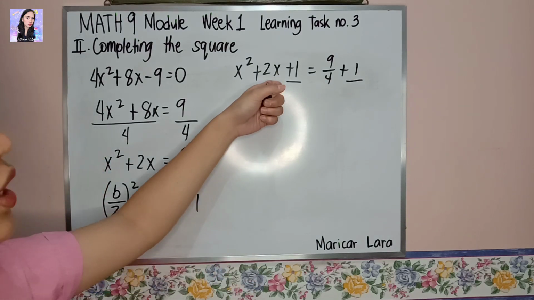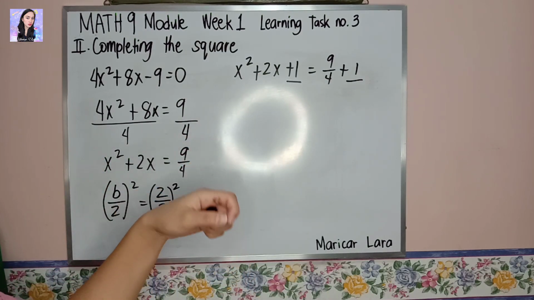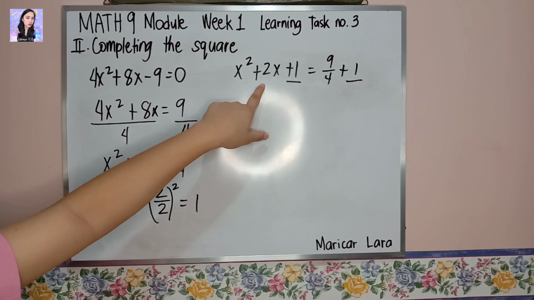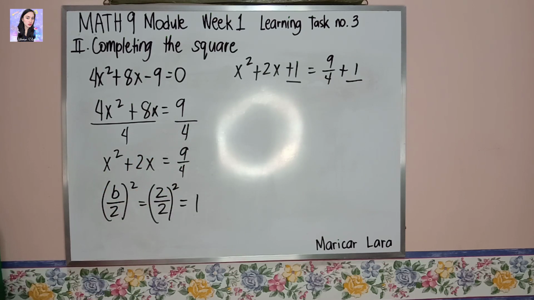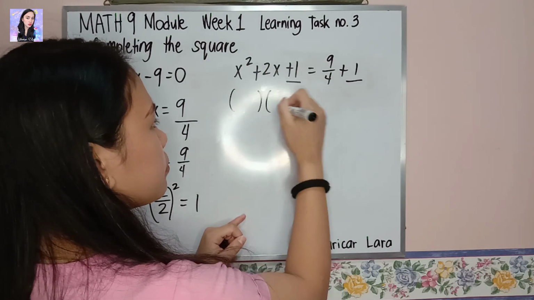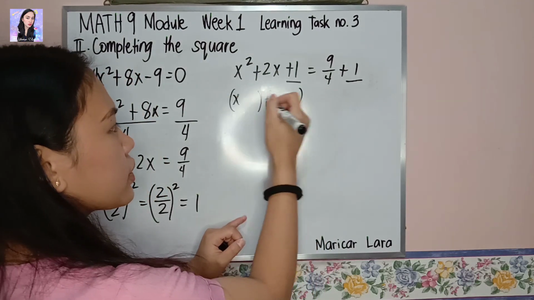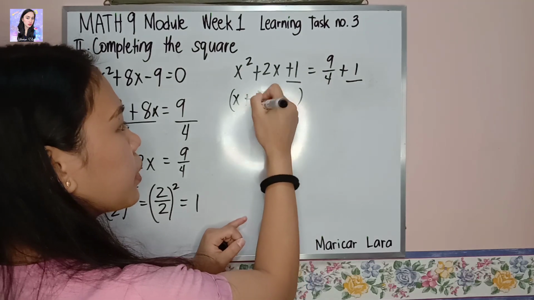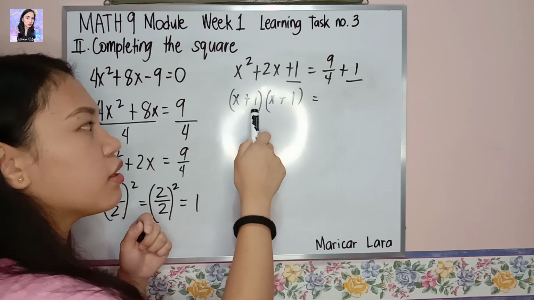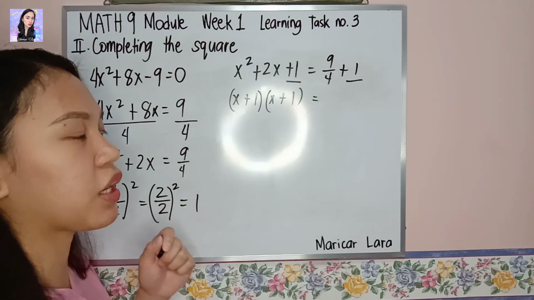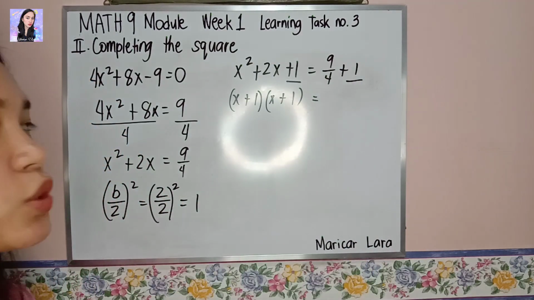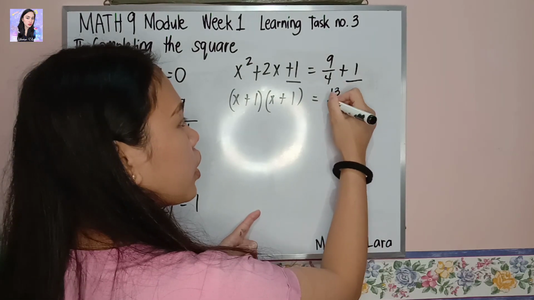Okay? So itong part ng equation natin ay naging perfect square trinomial na siya. So, gagawin natin dito ay i-factor lang natin para maging square of binomial. So, factors ng x squared ay x, parehas. Factors ng 1 ay positive 1. Okay? So, katulad ng factoring kanina, i-check lang FOIL method kung tama dito ang pag-factor nyo. Okay? So, dito naman i-add lang natin 9 over 4 plus 1 is 13 over 4.